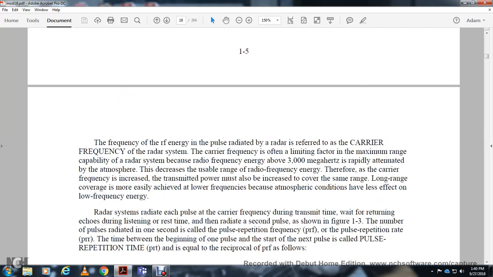The frequency of the radio frequency energy of the radar is referred to as the carrier frequency of the radar system. The carrier frequency is often limited by the fact that radio frequency energy above 3,000 megahertz is rapidly attenuated by the atmosphere. This decreases the usable range of the radar, so as the carrier frequency is increased, the transmitted power must also be increased to cover the same range. Long range is more easily achieved with lower frequencies because atmospheric conditions have less effect on lower frequency energy.